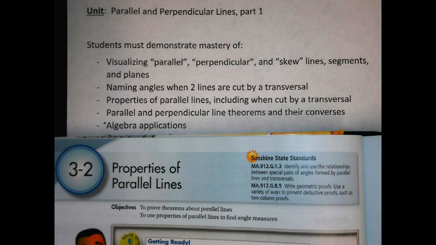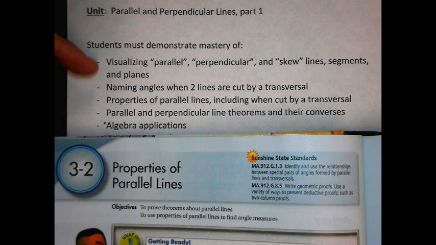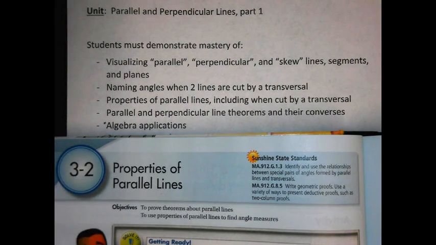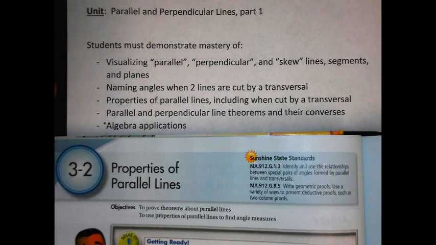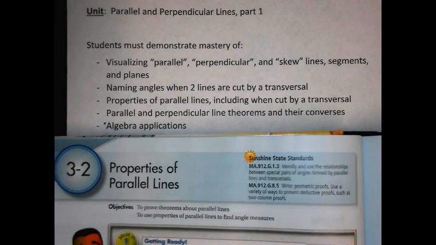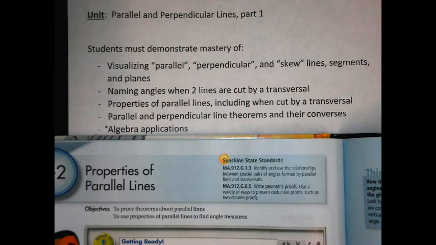Folks, we're going to move on in Chapter 3, Parallel and Perpendicular Lines, Part 1. Just a reminder what we're going to be doing in this whole unit: visualizing parallel, perpendicular and skew lines and segments, naming angles when two lines are cut by a transversal, done. But in this lesson, we're going to get into the properties of parallel lines, including when cut by a transversal, and we're also going to jump into some parallel line theorems, and that's what this lesson is mostly about.